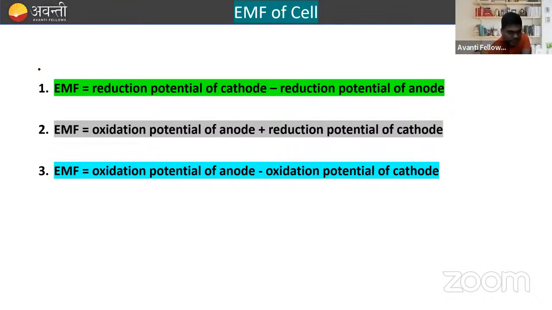Generally, we use the first one, that is EMF calculated on the basis of the reduction potential value, right? According to the reduction potential value, EMF is the reduction potential of cathode minus reduction potential of anode. This can also be written as E naught right-hand side minus E naught left-hand side, because we know that on the right-hand side we have a cathode and on the left-hand side we have an anode. So we can calculate EMF of the cell as E naught RHS minus E naught LHS, right?